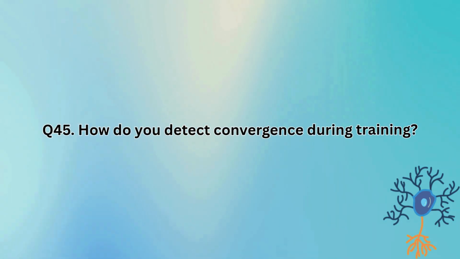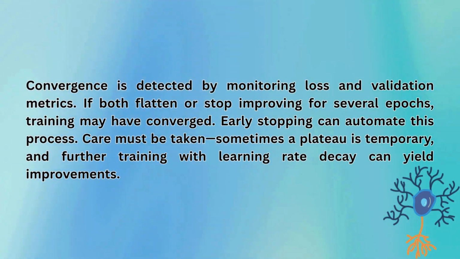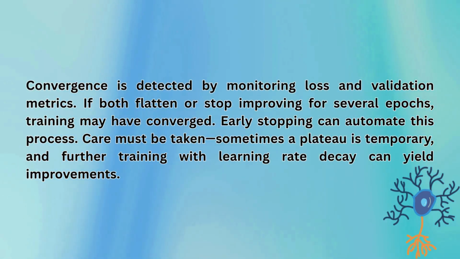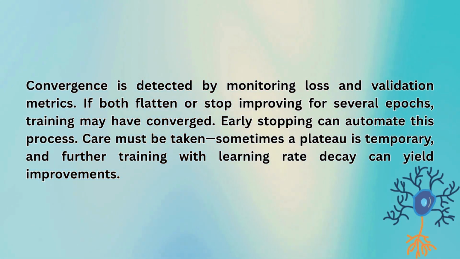How do you detect convergence during training? Convergence is detected by monitoring loss and validation metrics. If both flatten or stop improving for several epochs, training may have converged. Early stopping can automate this process. Care must be taken. Sometimes a plateau is temporary, and further training with learning rate decay can yield improvements.